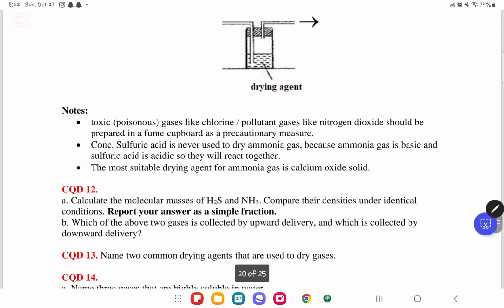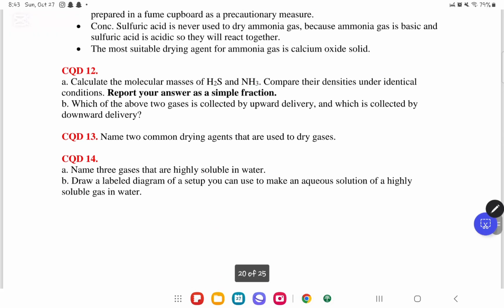So now we have some notes. Toxic poisonous gases like chlorine, or pollutant gases like nitrogen dioxide should be prepared in a fume cupboard as a precautionary measure. They're very dangerous to us. We have to prepare them with caution. Concentrated sulfuric acid is never used to dry ammonia because ammonia is basic, sulfuric acid is acidic, so they will do a neutralization reaction. They might cause an explosion, they might make water, so you won't be really drying the gas. And then the most suitable drying agent for ammonia gas is calcium oxide solid.